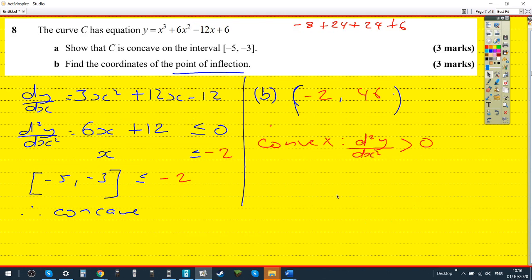This one, what do you know about concave function? It's going to be differentiated smaller than 0. What derivative? Double derivative. Yeah. Convex? Double derivative then greater than 0. What do you know about stationary points? Isn't it like differentiated then equals 0? Yeah. What do you know about point of inflection?